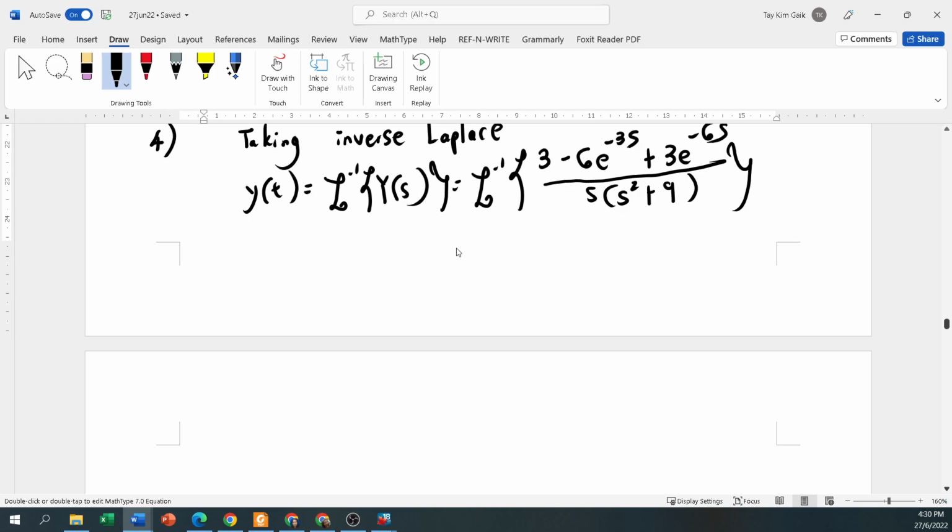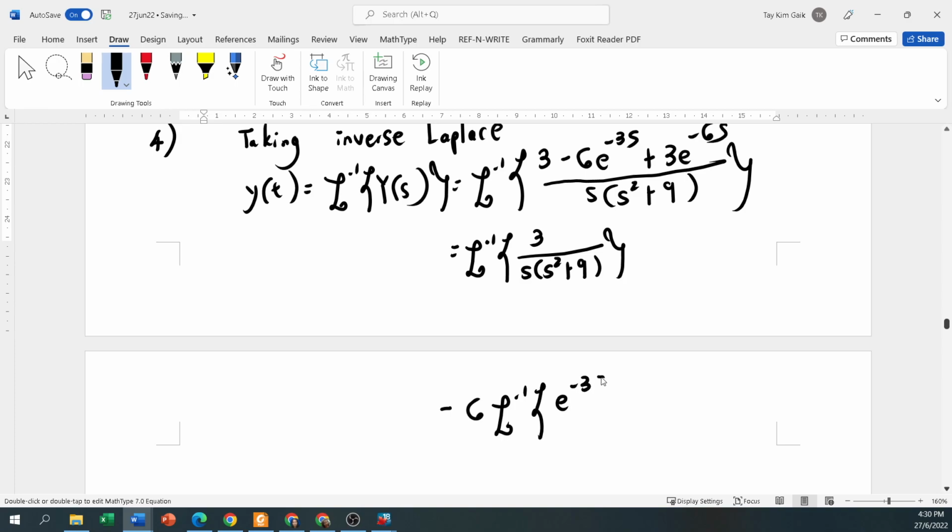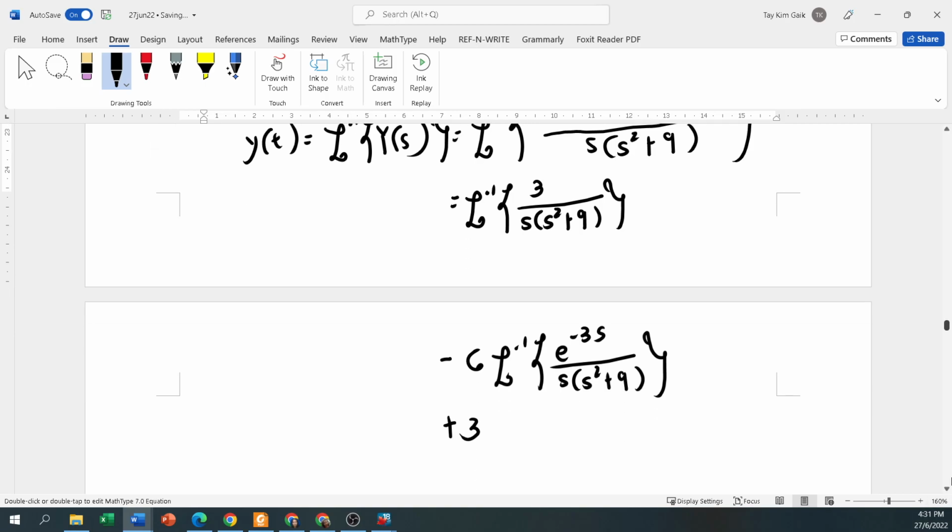It's actually three times, minus 6 times the inverse Laplace of exponent negative 3s over s squared plus 9, plus 3 times the inverse Laplace of exponent negative 6s over s squared plus 9.